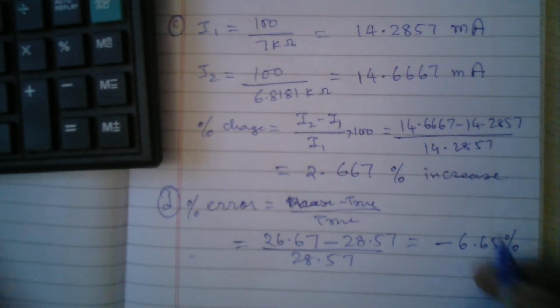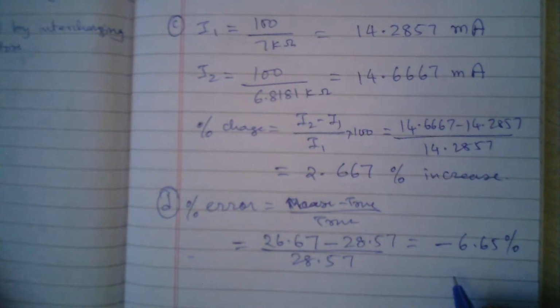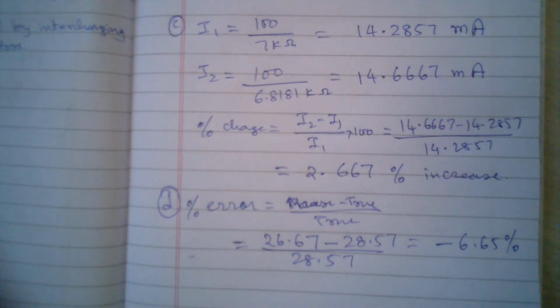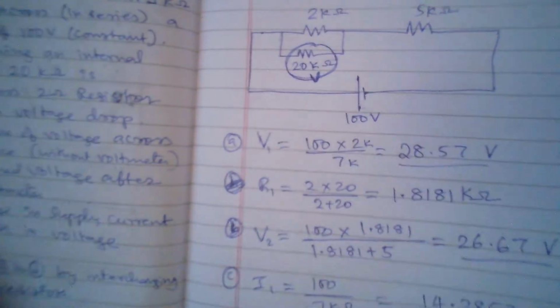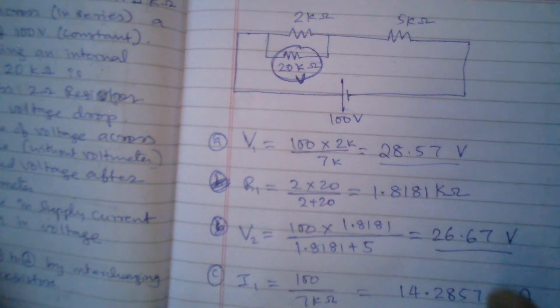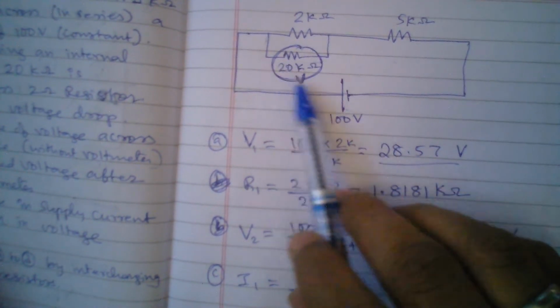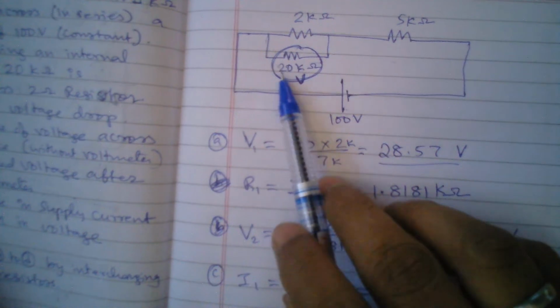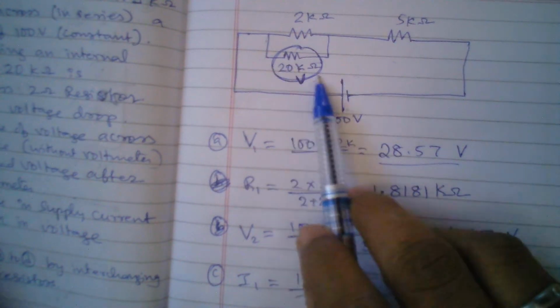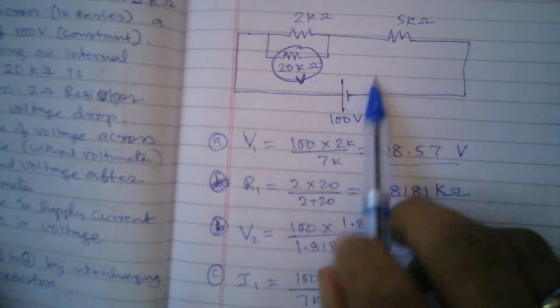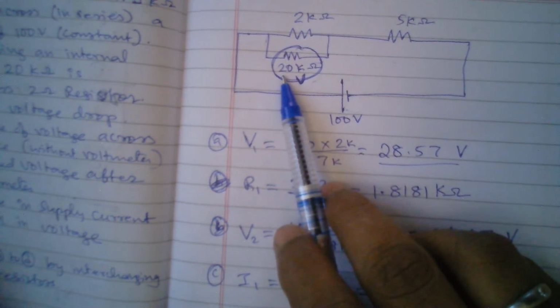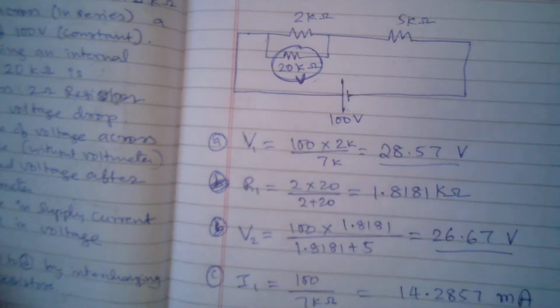So the error is about 6%, which in some cases will be quite significant, but in some cases it can be ignored. This cannot be avoided. The only thing you can do is minimize the impact by having a high resistance voltmeter. Whenever you purchase a voltmeter, you can ask what the internal resistance of the voltmeter is. If it is 20 kilo ohm, it is not good to measure like this. If it is like 1 mega ohm, then it is good to measure.